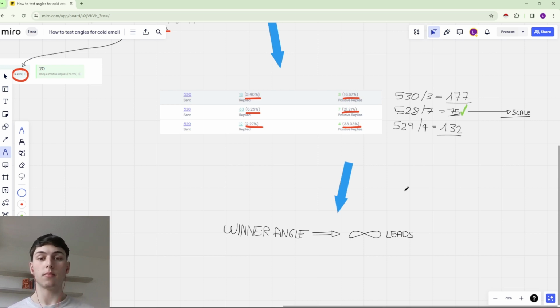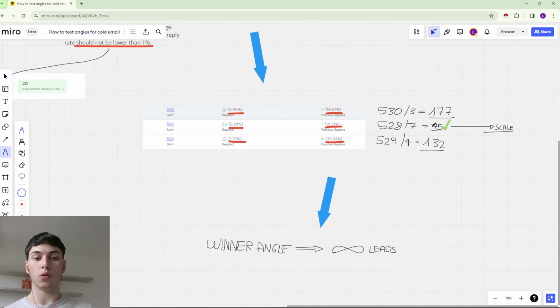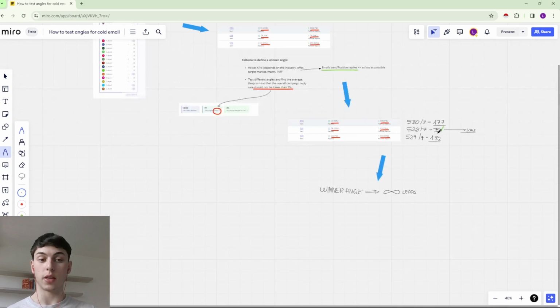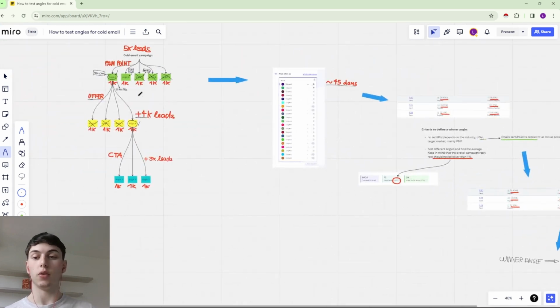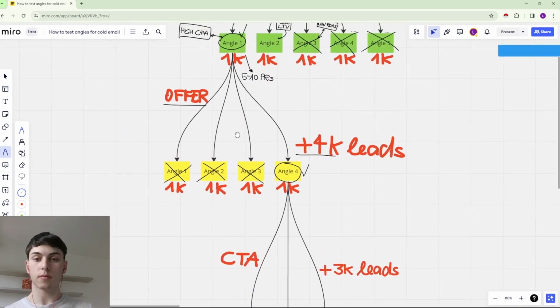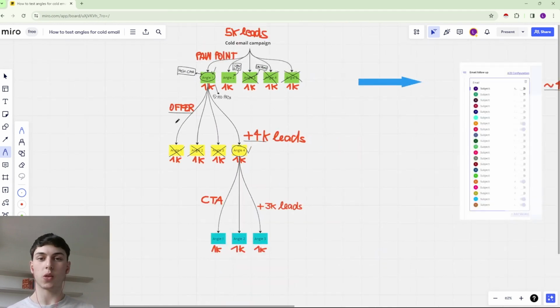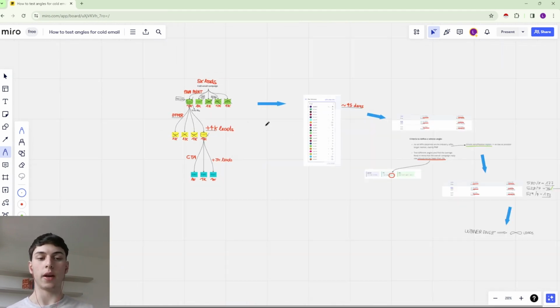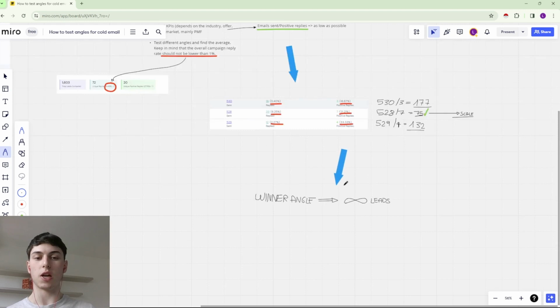You want to sit there and look at your campaigns, do this math, so calculate this ratio and find the angle that's worked the best. Then you scale it with other variables. In the meantime, while you're scaling it, you test other variables, and then repeat the same process. Once a week, twice a week, once a month, I don't care. It really depends on how many emails you're sending.